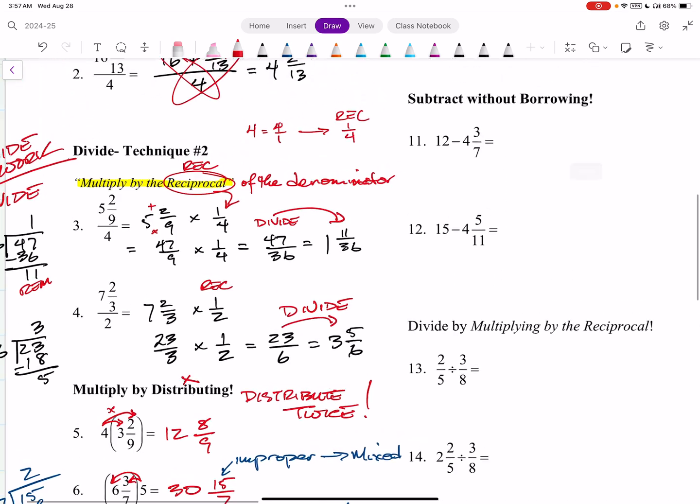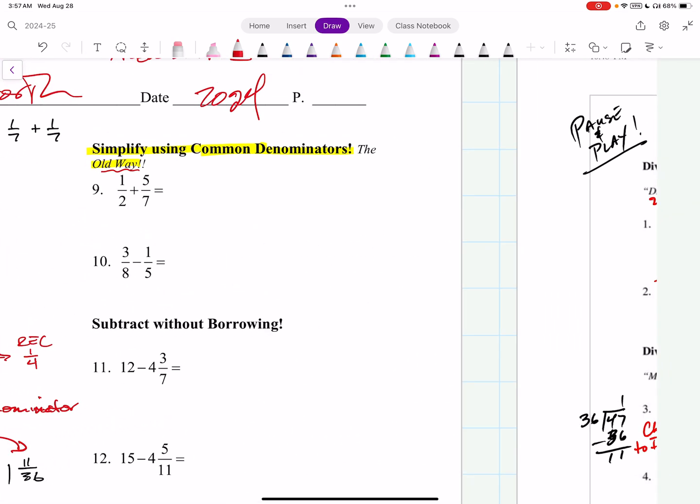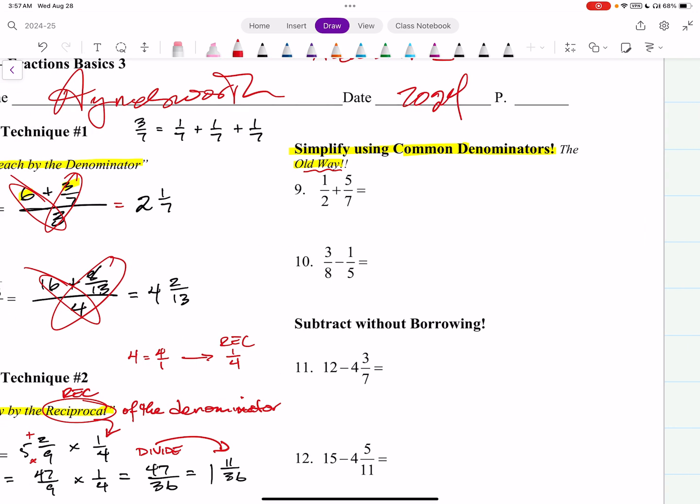Let me show you the old way. Let's go back to grade school. This is what was taught back in the day, when you were in 4th and 5th grade. So your teachers did this. I'm going to do the old way: 1/2, and then we'll line them up, 5/7. And then you form common denominators.